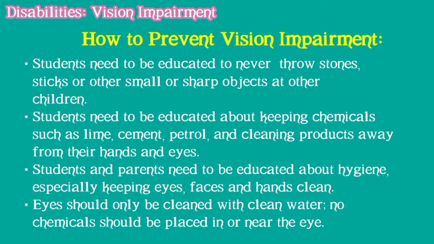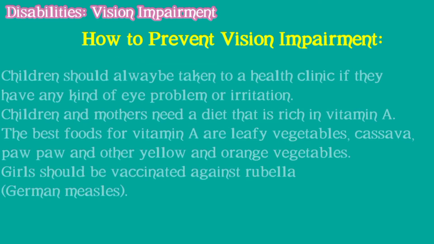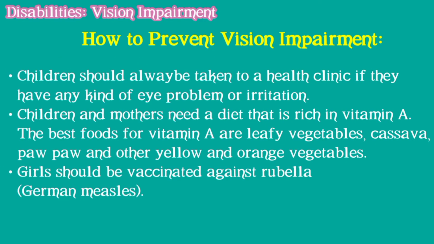Next, students and parents need to be educated about hygiene, especially keeping eyes, faces, and hands clean. So we will teach our students to have proper hygiene. Next, eyes should only be cleaned with clean water. No chemicals should be placed in or near the eye. Next, children should always be taken to a health clinic if they have any kind of eye problems or irritation.